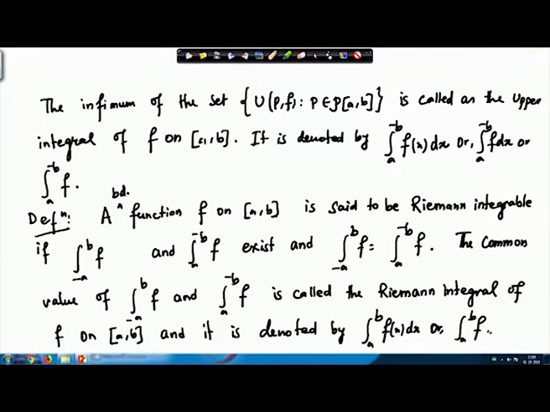So for every partition P of this family of partitions, we can obtain the upper sum and lower sum. These are basically two sets of real numbers depending on the partition P, and based on them, the lower sum and upper sum, we can define the lower integral and the upper integral for the function f.